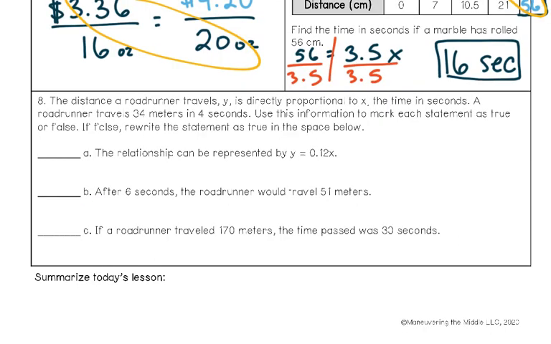All right, last question. This is about a roadrunner, and we're going to answer some true and false questions at the end. It says the distance a roadrunner travels is directly proportional to x, the time in seconds. A roadrunner travels 34 meters in 4 seconds. Use that information to determine which one of these statements is true. There's only one true statement. The first statement is false. The equation would be y equals 8.5x, and C is false. The time passed would be 20 seconds if it traveled 170 meters.